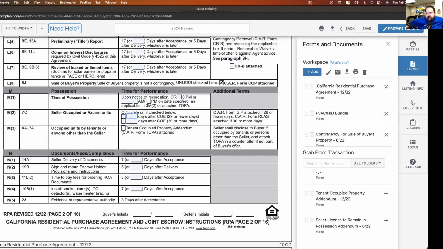Hey Kyle, I know in a previous session you talked about the per diem for the seller. Where does that fall into this? Where you charge money, I think, per day or something?